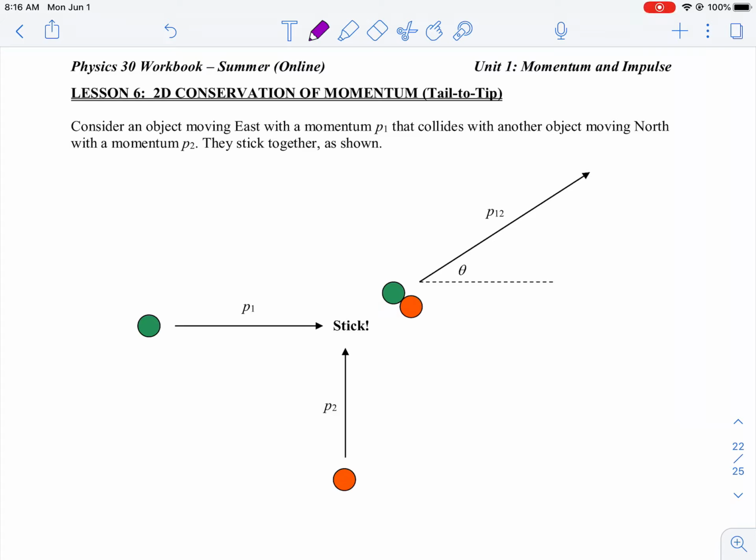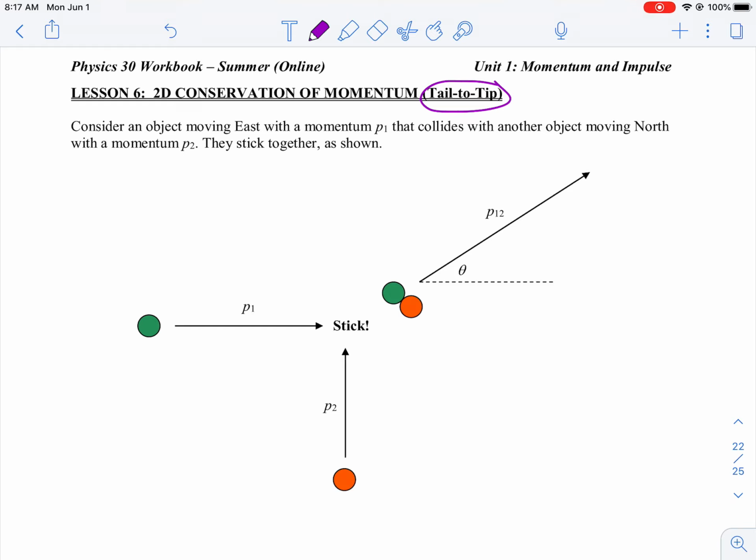Okay, well now we're ready for lesson 6 in unit 1. We're going to move on into 2 dimensions, and we're going to see 2 different techniques. Today we're going to focus our attention on something called the tail to tip technique, or the graphical technique. And I'll get you guys to turn to this part of your notes.